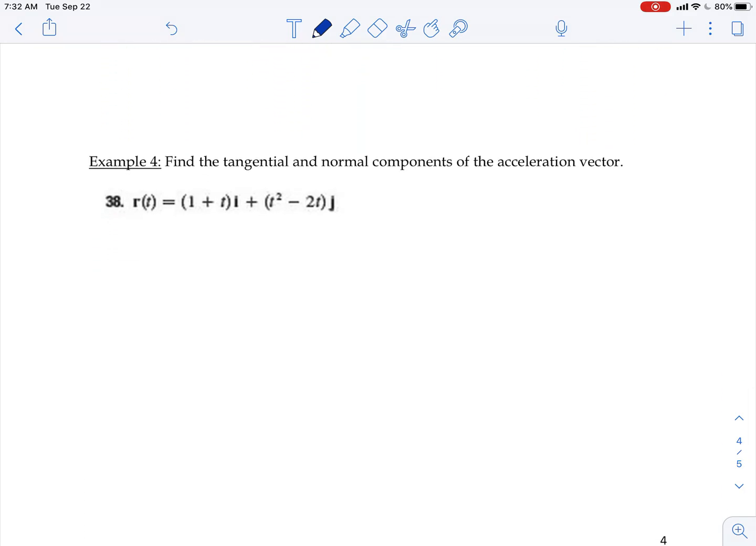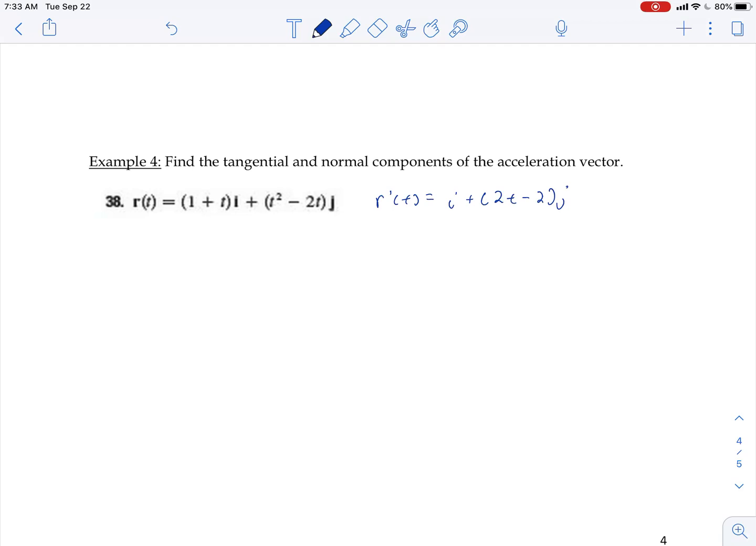So find the tangential and normal components of the acceleration vectors. We have r of t equal to 1 plus t i plus t squared minus 2t j. The first thing I'm going to do is find all my derivatives. So r prime of t is equal to, the derivative of 1 plus t is just i, and then the derivative of t squared minus 2t is 2t minus 2, so minus 2 j.